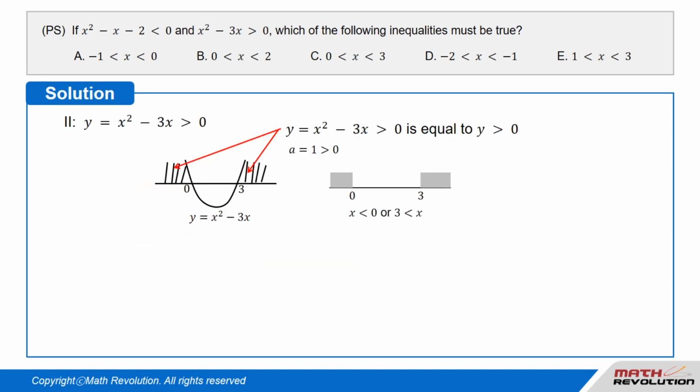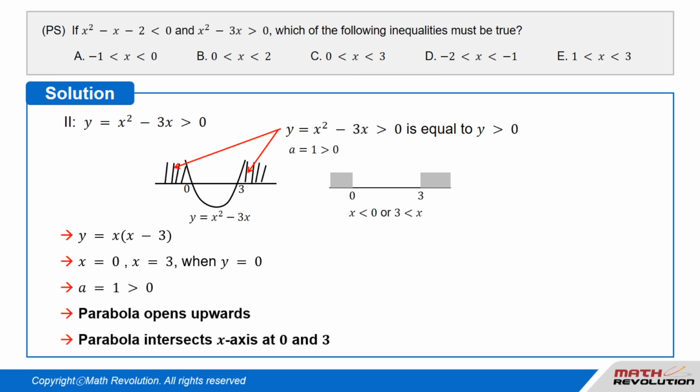Case 2. Y equals x squared minus 3 times x is greater than 0. The function y equals x squared minus 3 times x equals x times whole of x minus 3 means that x is 0 and 3 when y equals 0. Now the above relation gives a equals 1, and since a is greater than 0, the parabola will open upwards. Also, the parabola will intersect the x-axis at 0 and 3.